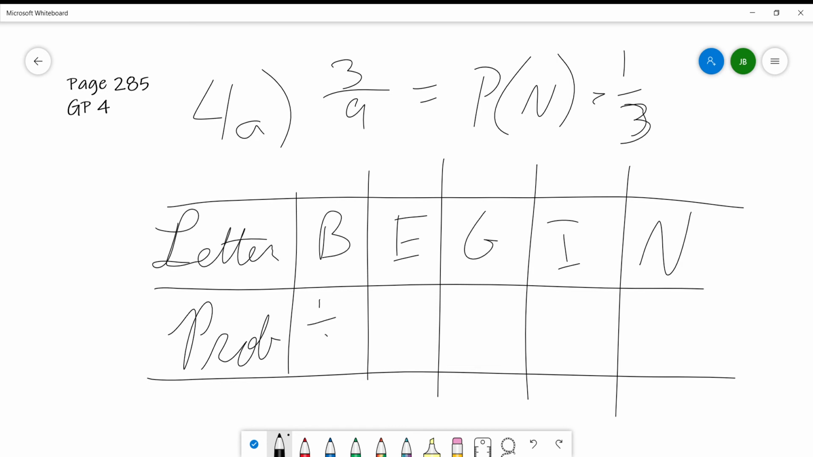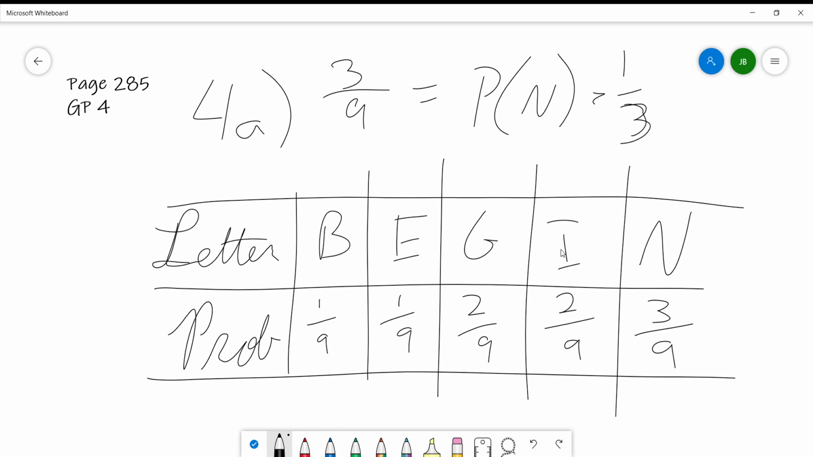There's only one B. There's only one E. However, there are 2 G's. There are also 2 I's. And there are 3 N's. Do these add up to 1? 1/9. 1, 2, 3, 4, 5, 6, 7, 8, 9. We have 9 ninths here, guys. Our chart looks good to me.